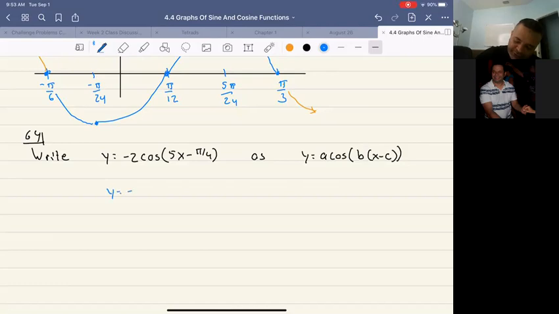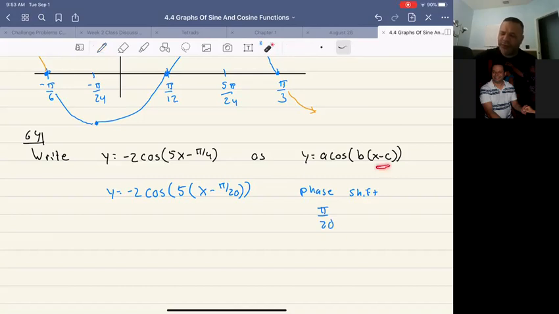So y here is -2 cosine of 5, and we're factoring it out, x minus pi over 20. Okay, so our phase shift here is pi over 20. This is a little bit different than the form that I was giving it to you, because I said I would have it like the C, and this C is not the C that I had earlier. Just keep that in mind.